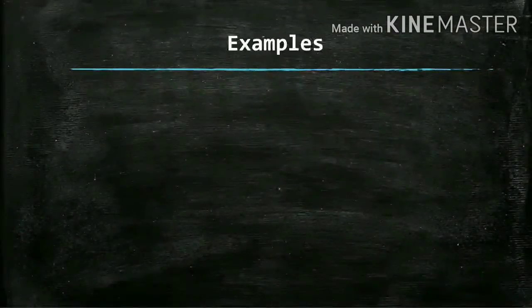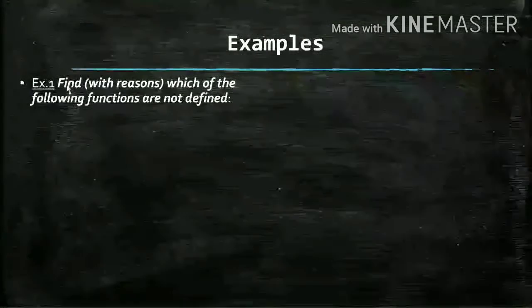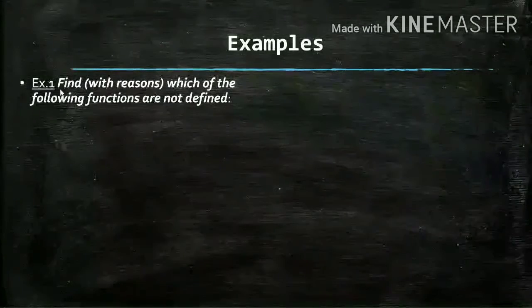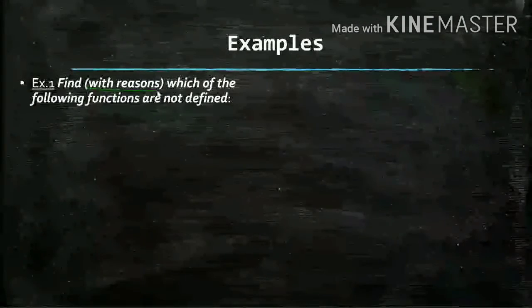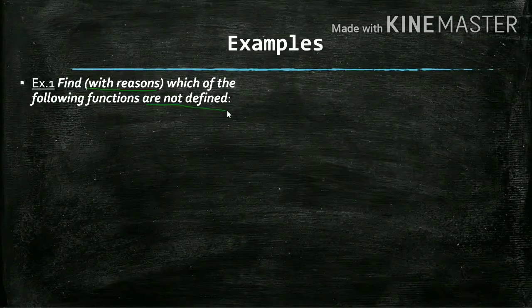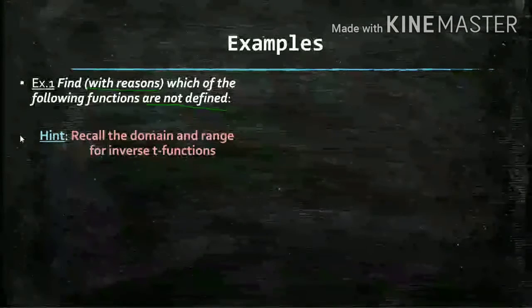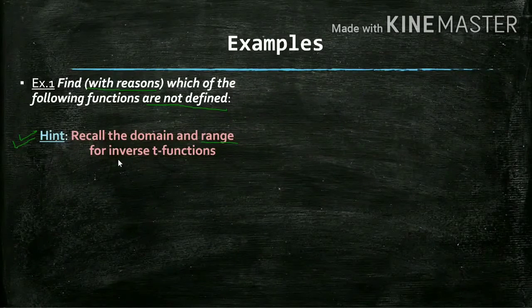So now we are ready to move to the examples. So example number 1. These examples are from the book I told you, Western Publications written by O.P. Malhotra. So I'm following that book only. In case you want me to follow any other book, please mention in the comment section. So the example says find with reasons which of the following functions are not defined. This is the first hint that I am giving you. Just recall the domain and the range. Range means the restricted range for the inverse trigonometric functions I am telling you.